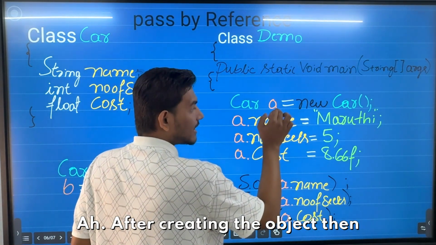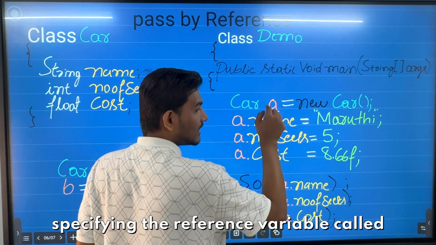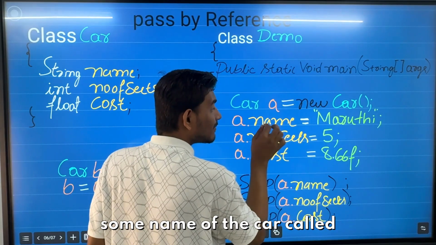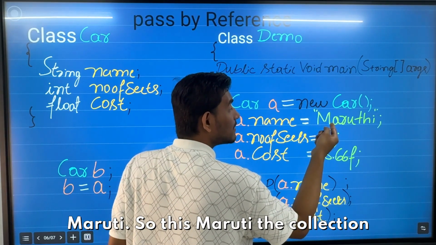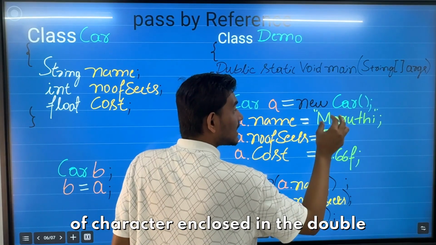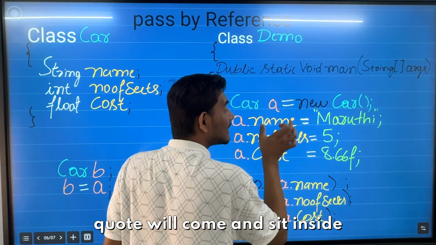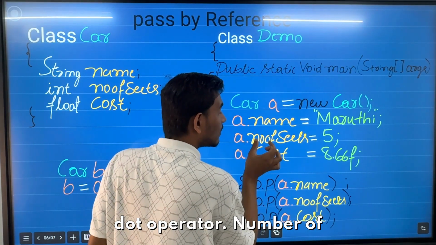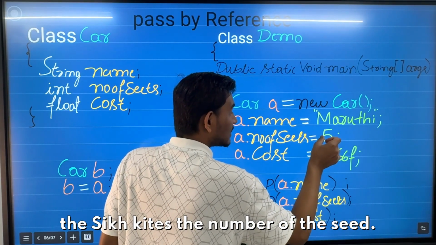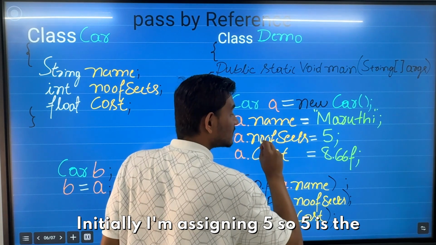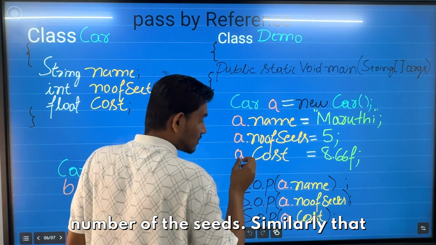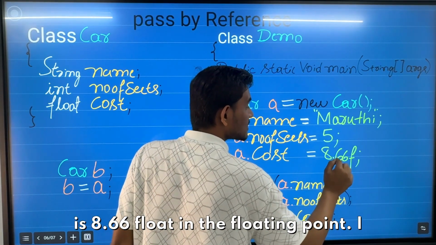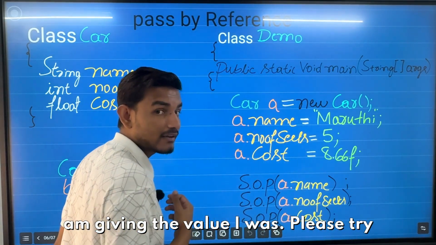After creating the object, we specify the reference variable, then the dot operator, then the name. I am giving the name of the car as Maruti. So this Maruti, the collection of characters enclosed within double quotes, will come and sit inside the name. Similarly, reference variable dot number of seats: I am initially assigning 5, so 5 is the number of seats. Similarly, reference variable dot cost: I am giving the cost of the car, 8.66, as a floating point value.